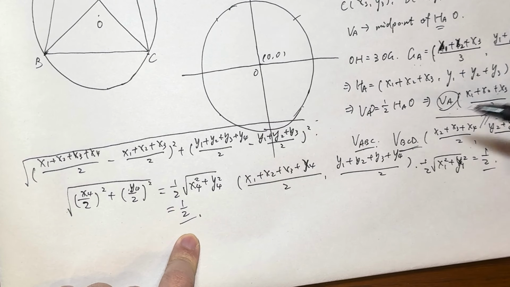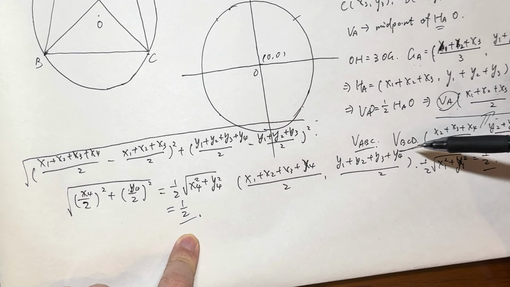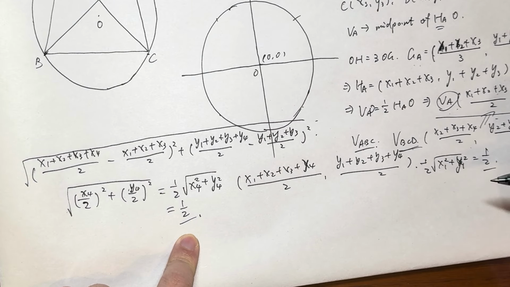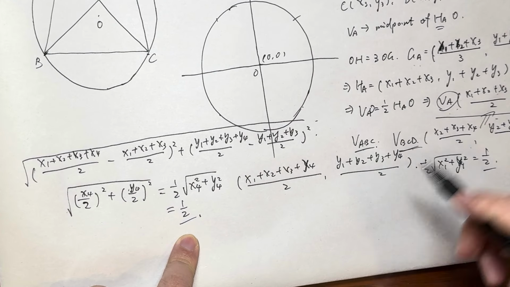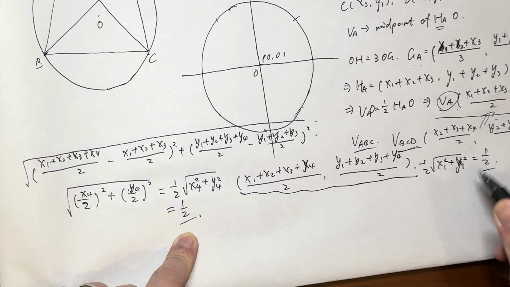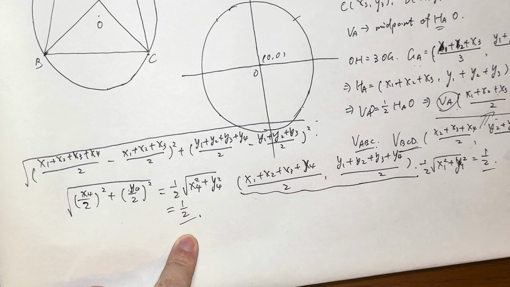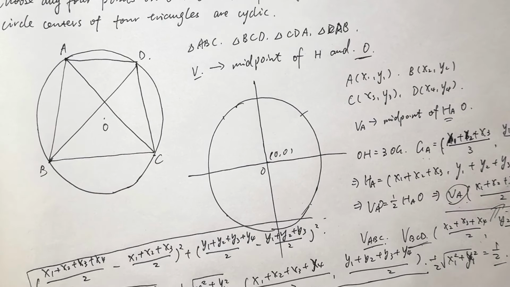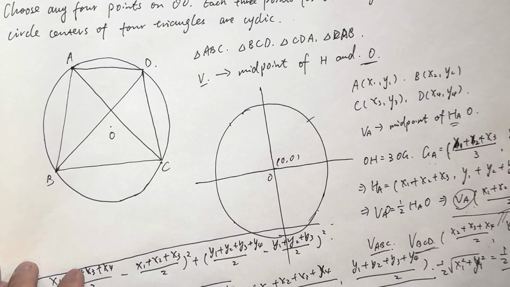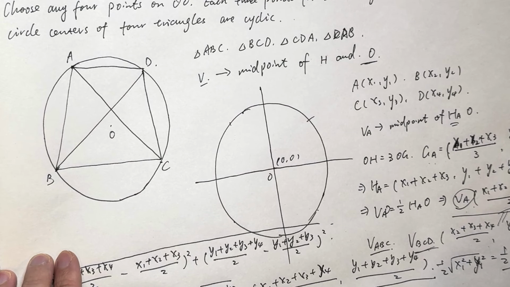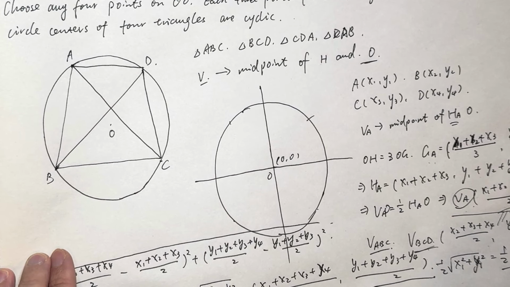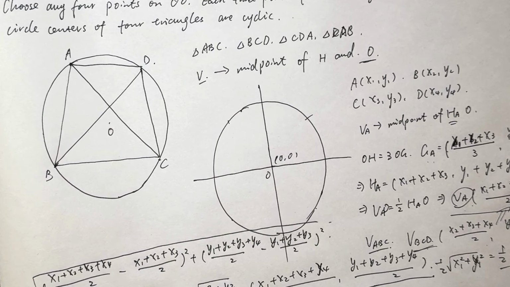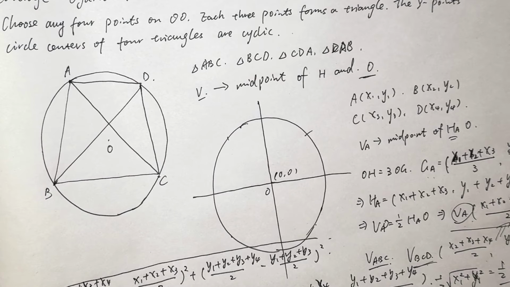Similarly, you can prove that for VCDA and VDAB, the distances from these 2 points to this point are also 0.5. So this theorem can actually be extended to any number of points, like 5 points or even more. Okay, so this is today's theorem and problem.